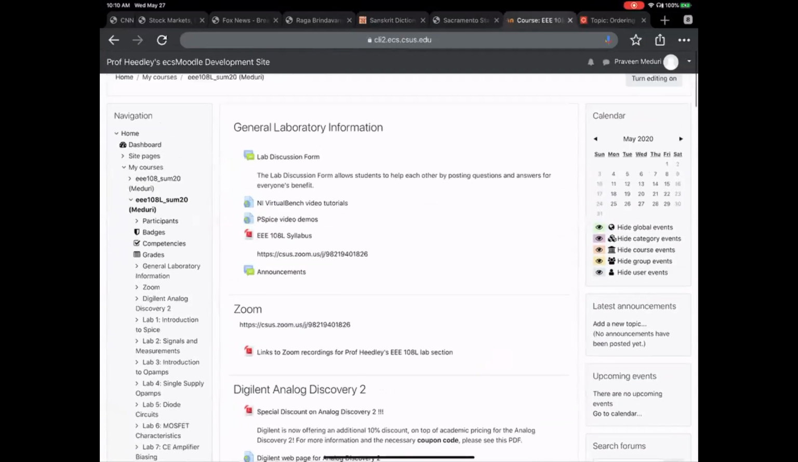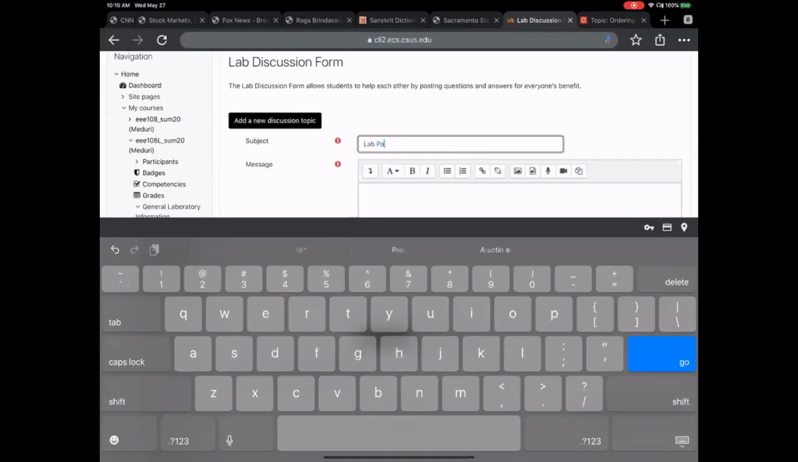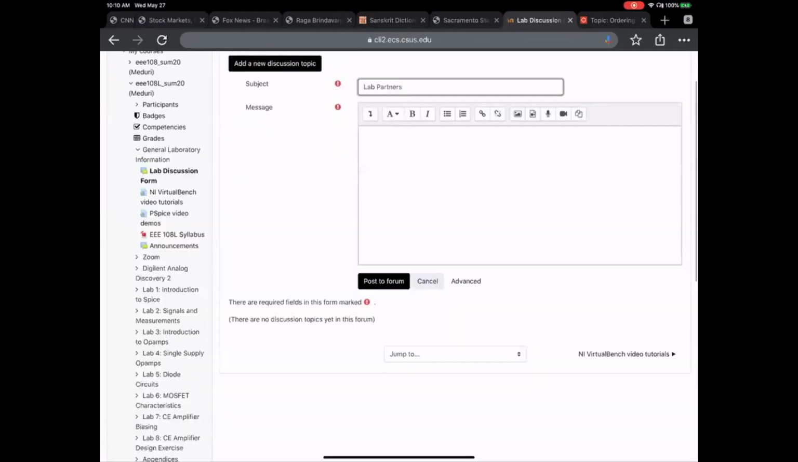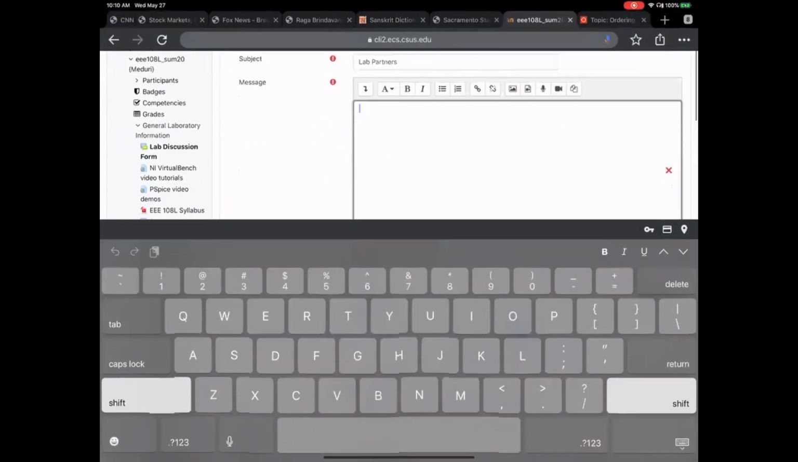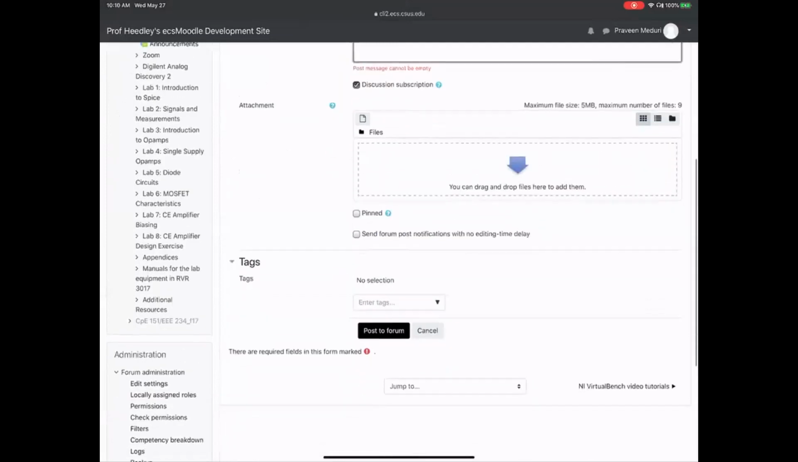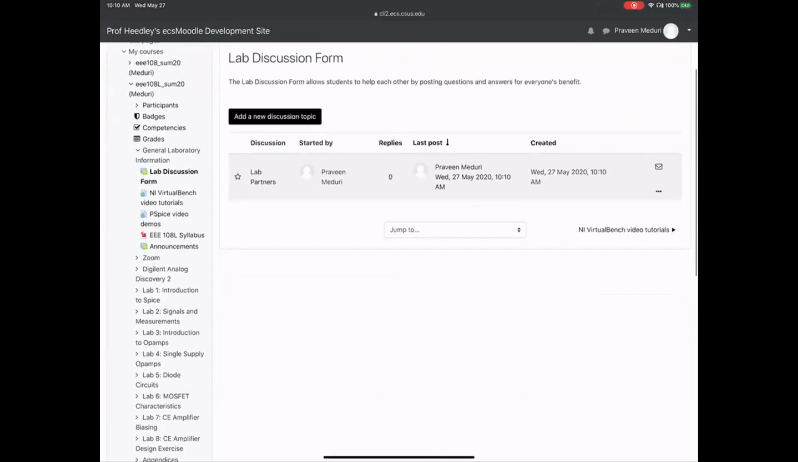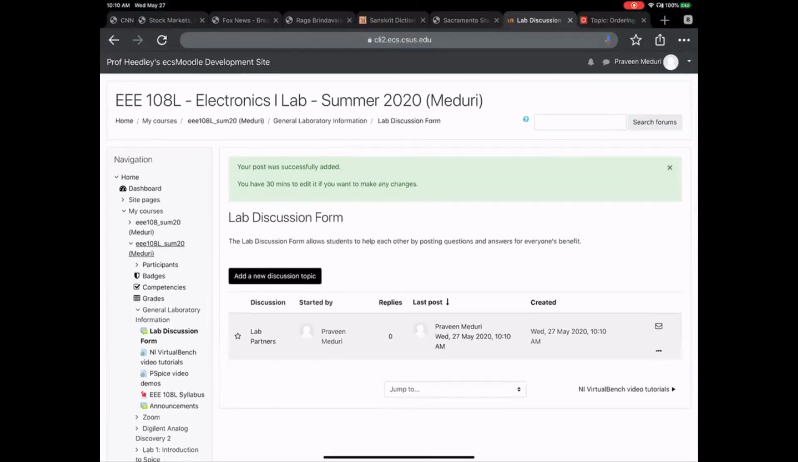For that, you may want to use the lab discussion forum. I'm going to add a new discussion topic right away. So what you can do is post to the forum. You can use that lab partners forum discussion to look for lab partners or collaborate. That's fine with me. Or if you have an extra board, or if you need a board, you can use this lab discussion forum. Questions, please.